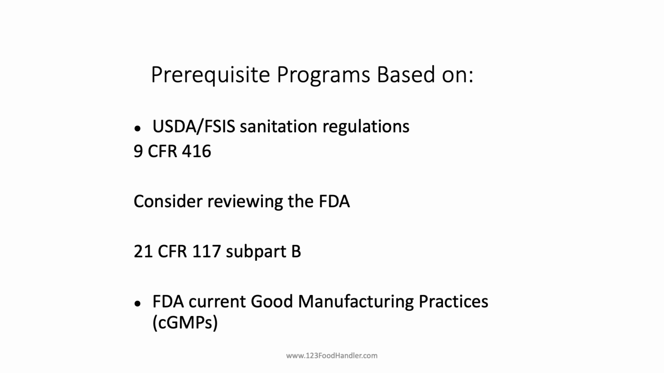Consider reviewing the FDA guidance document or regulation for sanitation or for good manufacturing practices. It's recently been updated. Might be something you can consider maybe as a best practice. It goes into a little more detail. Check out 21 CFR 117 subpart B. I've attached a copy in the chapter notes. Make sure you take a look at it. So prerequisite programs are based on sanitation and good manufacturing practices.